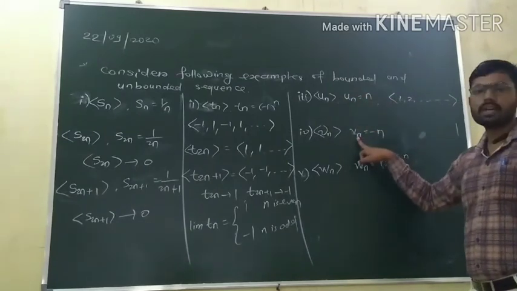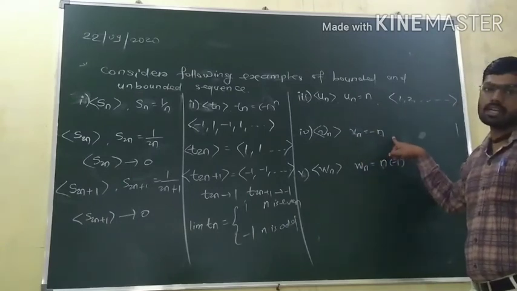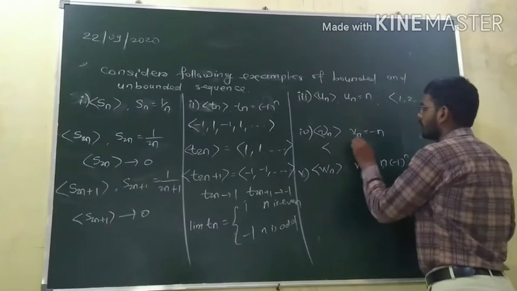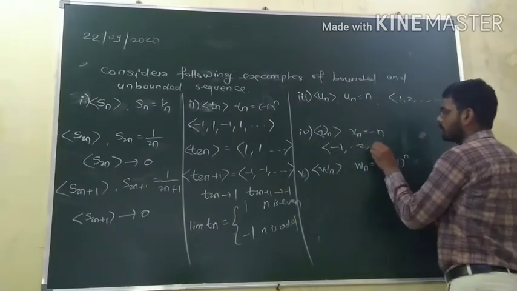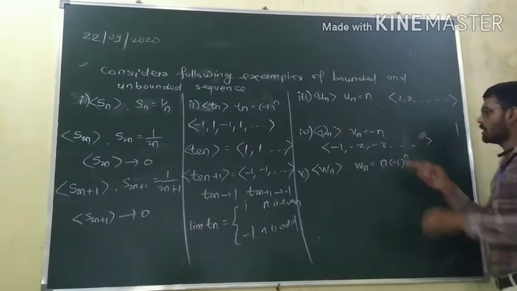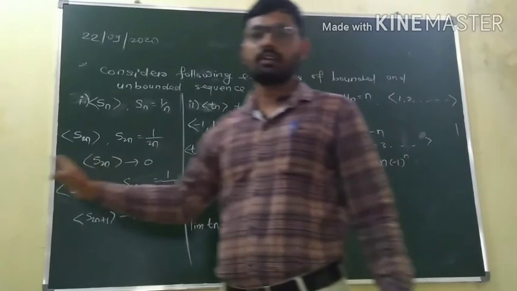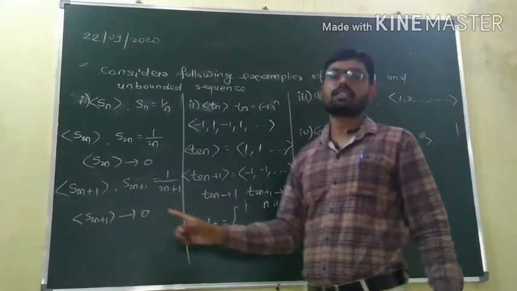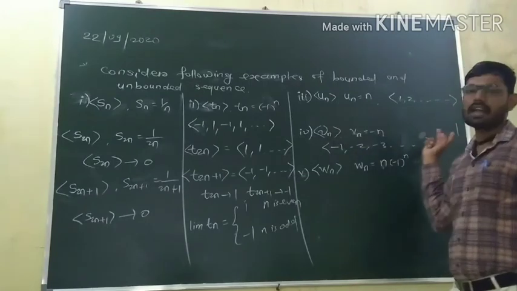Again, the sequence Vn is defined by nth term minus n. So the elements of this sequence, put n equal to 1: minus 1, minus 2, minus 3, and so on. That also goes to minus infinity. This sequence is also not bounded, so it is also a divergent sequence. Okay. So both of these two sequences are unbounded, so they are divergent.